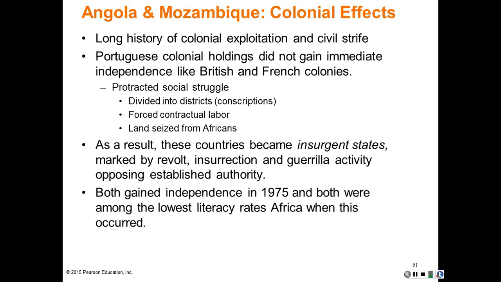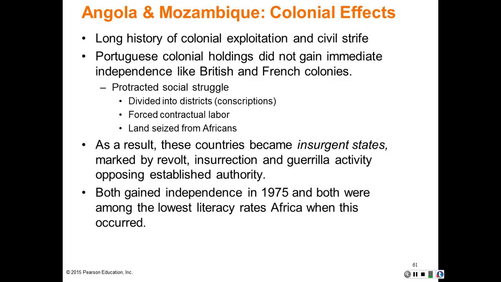Angola and Mozambique, the colonial effects. These countries share a long history of colonial exploitation and civil strife. Portuguese held these countries as colonial holdings, and they did not gain immediate independence like British and French colonies did. There was a protracted social struggle.